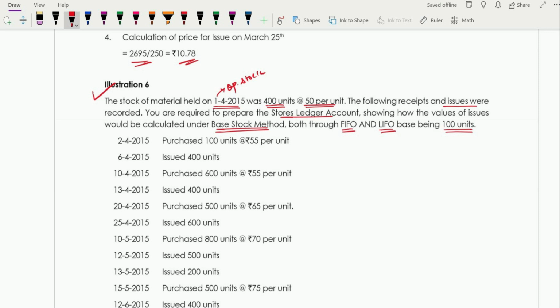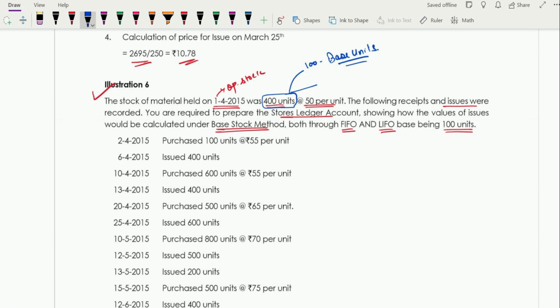Now he says that whatever the opening units are available, see these 400 units are the opening units. He says we will bifurcate them into two parts. One is the 100 units, that is the base unit. Base unit means these units will always be there in your stock. It is a kind of emergency stock that you are keeping, that you are not going to touch until and unless it is very much required. Otherwise, this stock is always going to be there. This is your base stock.